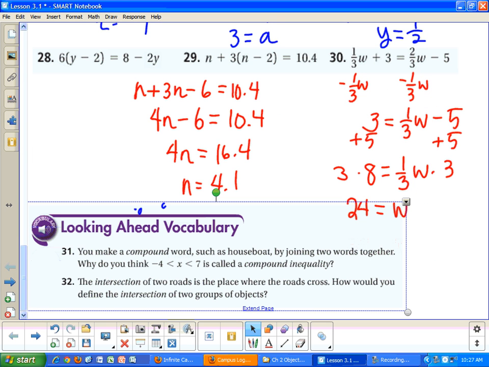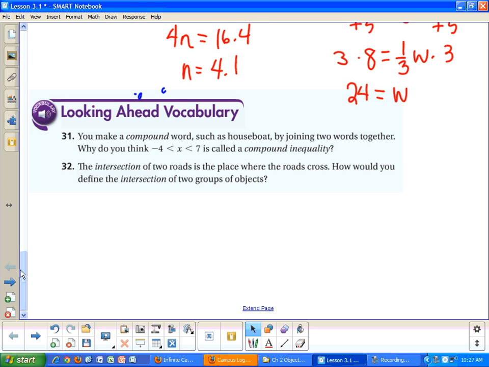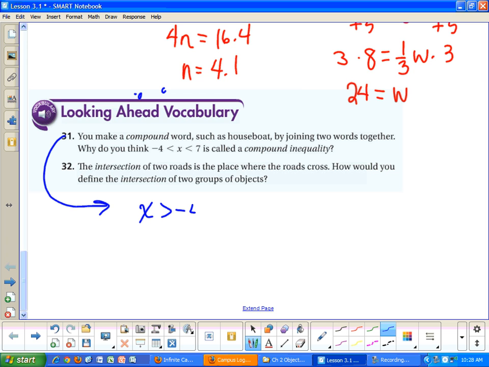Looking ahead, you make a compound word such as houseboat by joining two words together. Why do you think -4 is less than x is less than 7 is called a compound inequality? There's actually two inequalities put together to make one inequality. And the two inequalities for number 31 are x is greater than -4 and x is less than 7.